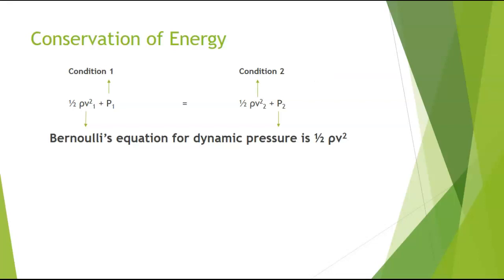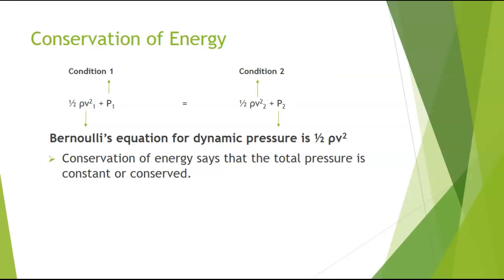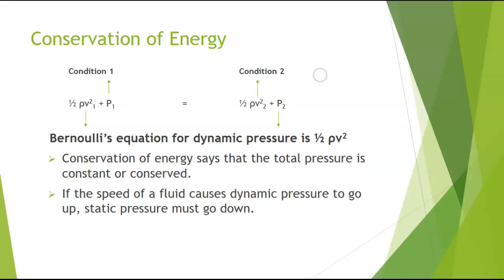So we have 1/2 times rho times velocity squared plus pressure. Bernoulli's equation for dynamic pressure is 1/2 times rho times velocity squared. And the conservation of energy says that the total pressure is constant or conserved. So as the speed of a fluid increases, dynamic pressure goes up. Static pressure has to go down as a result of the conservation of energy. Total pressure must remain constant.